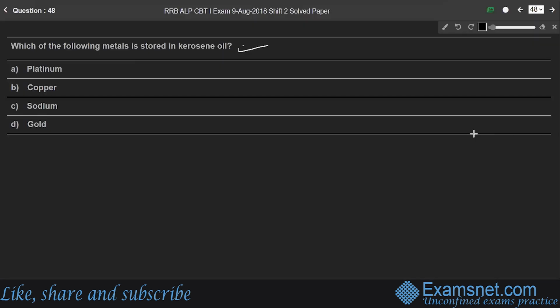Question 48. Which of the following metals is stored in kerosene oil? So here platinum, copper, sodium and gold are the options. Sodium is stored in kerosene oil because sodium is a highly reactive metal, right? It readily reacts with air to form sodium peroxide.